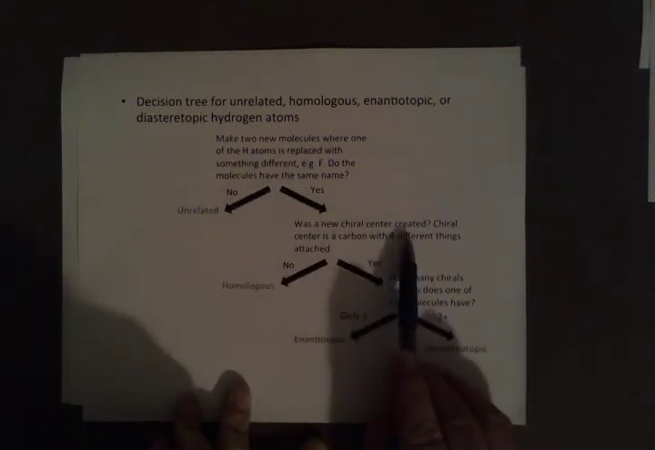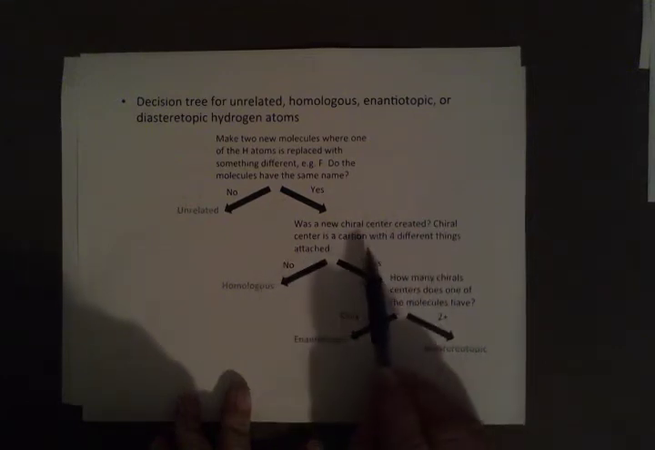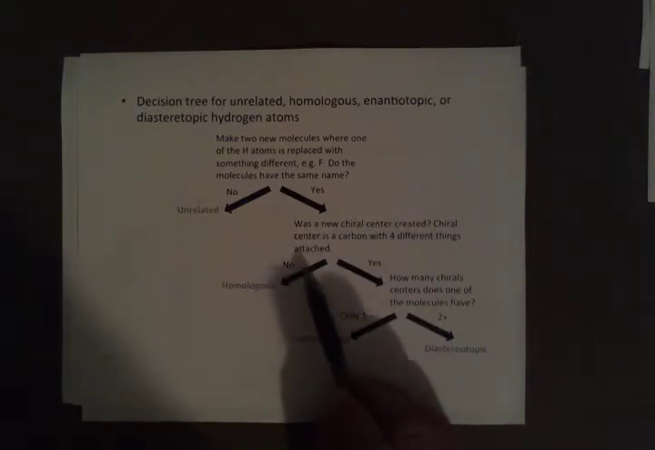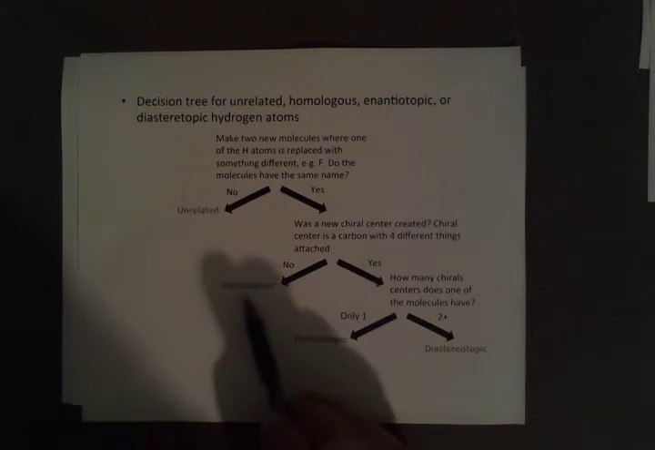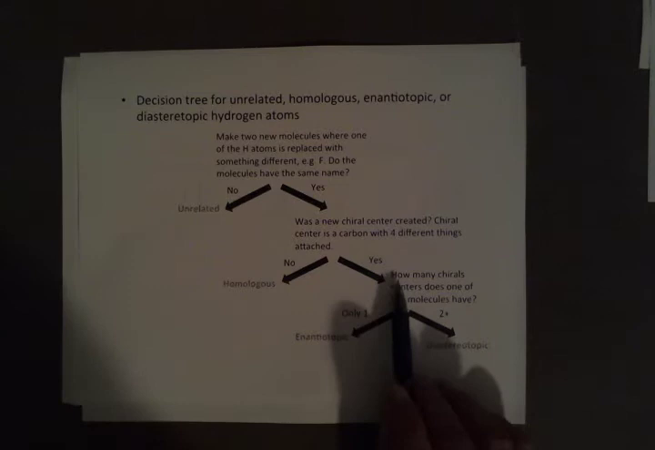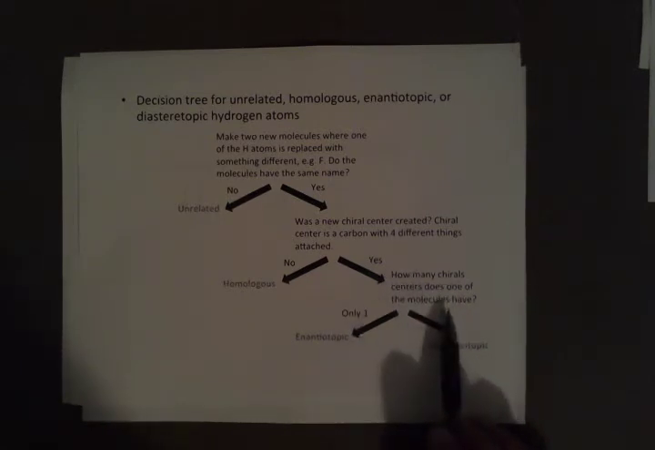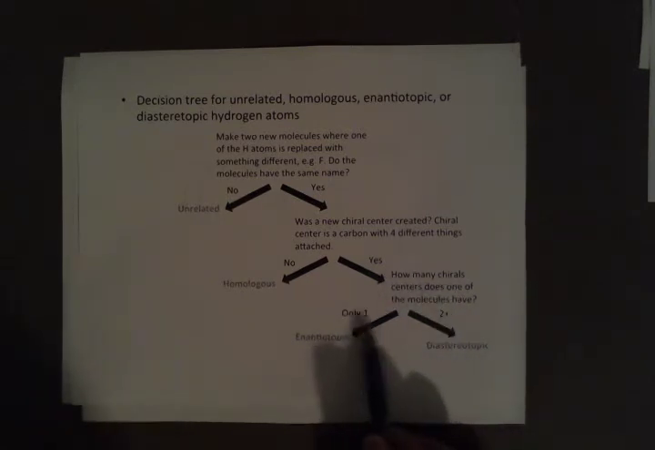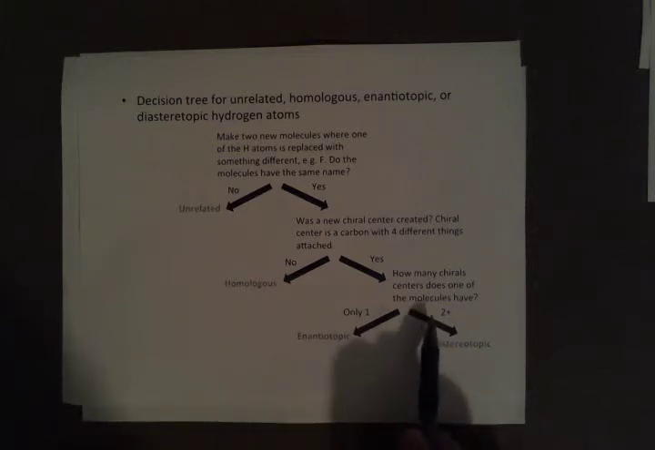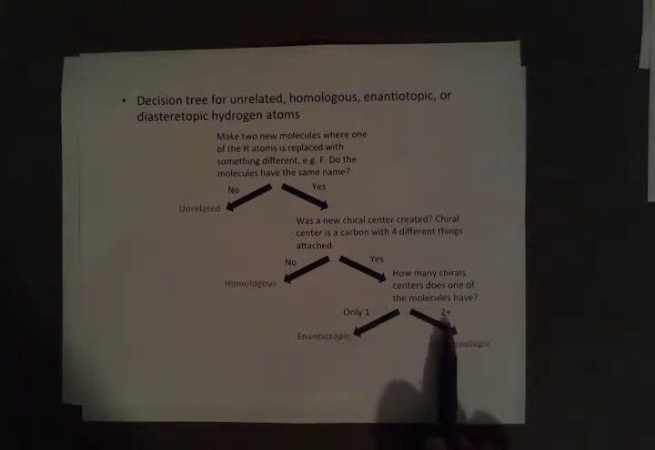Is there a new chiral center created? Remember, a chiral center is a carbon with four different things attached. It could be other atoms, but usually it's carbon. If you haven't made a new chiral center, then those hydrogens are considered homotopic. But if you have, then you have to ask how many chiral centers one of the molecules now has. If the molecule only has one chiral center, like the one you just created, then it's considered enantiotopic. If it now has two or more, then those hydrogens are considered diastereotopic.